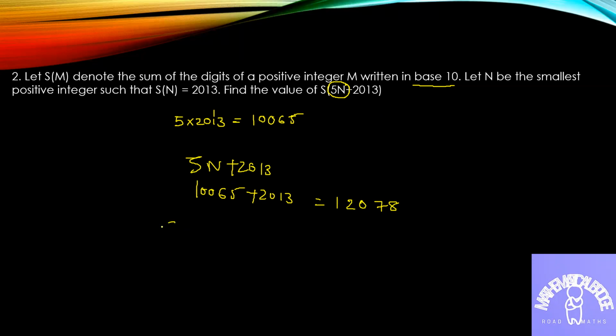and you have to find the sum of the digits of 12078, which is equivalent to 5n plus 2013, which is equal to 7 plus 2, 9 plus 1, 10 plus 8, 18. So 18 is our answer. I hope you got it. So the first two questions were actually very easy.